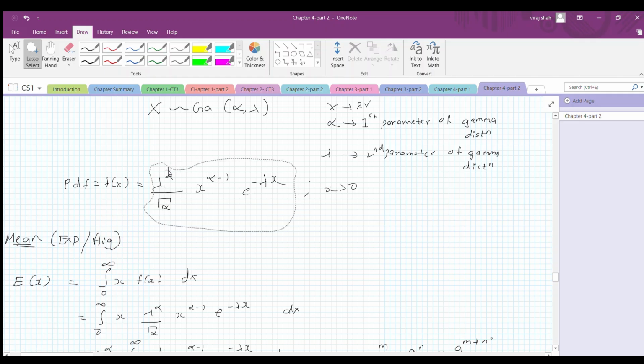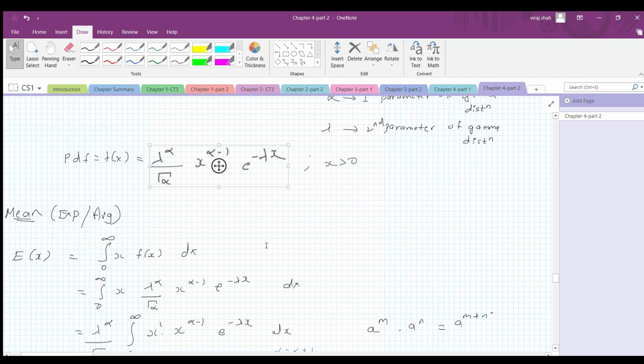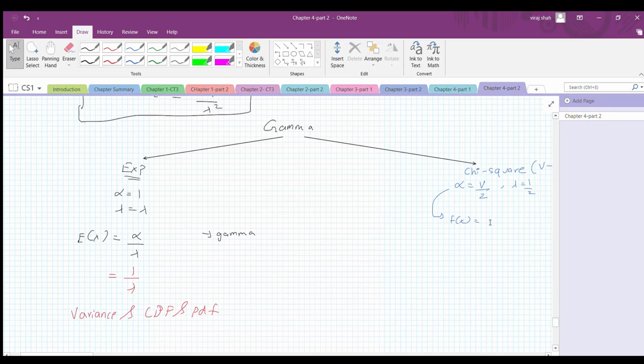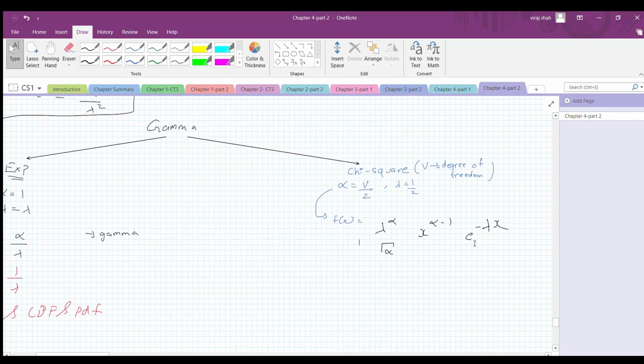So let me copy paste it. I'm lazy, so I'm copy pasting, but you have to make a notebook and write it out in full. So instead of lambda, I will put half, and instead of V alpha, we'll put V by 2.